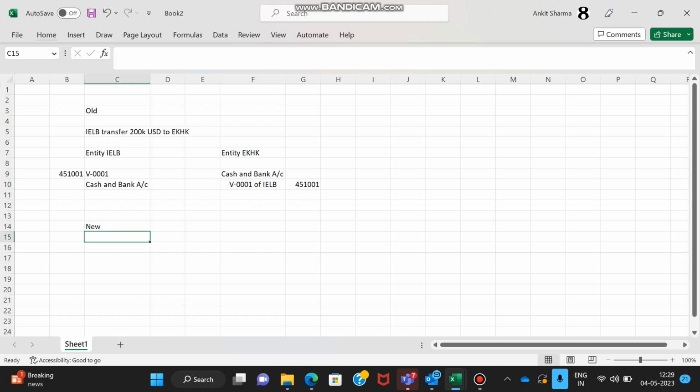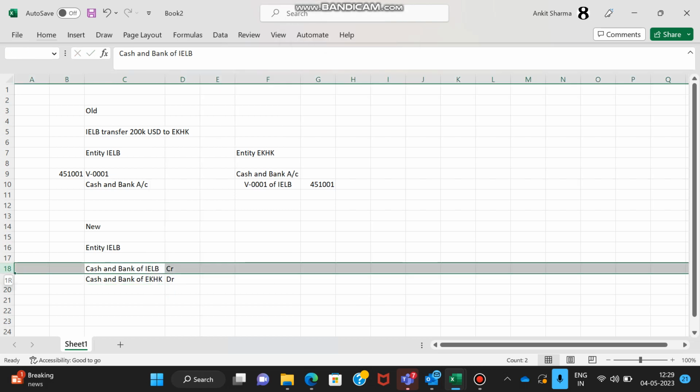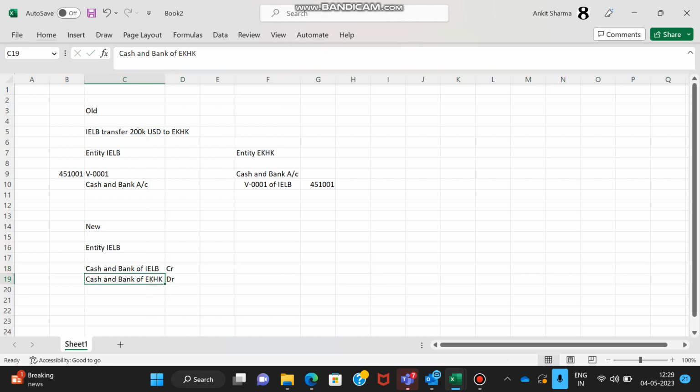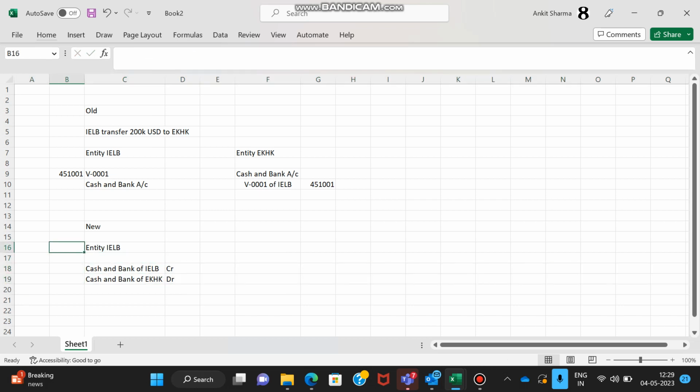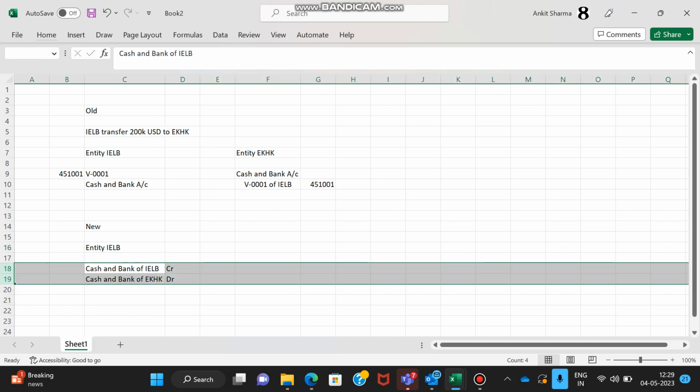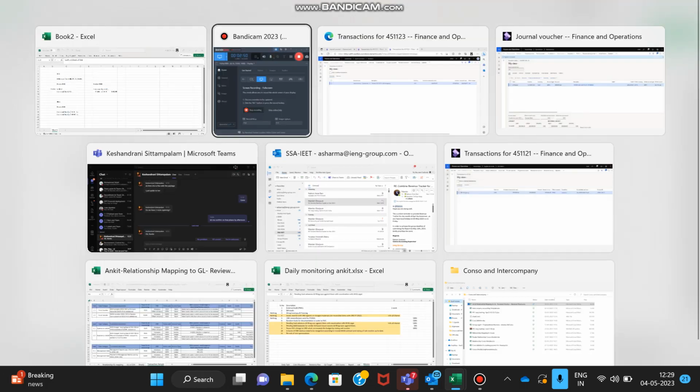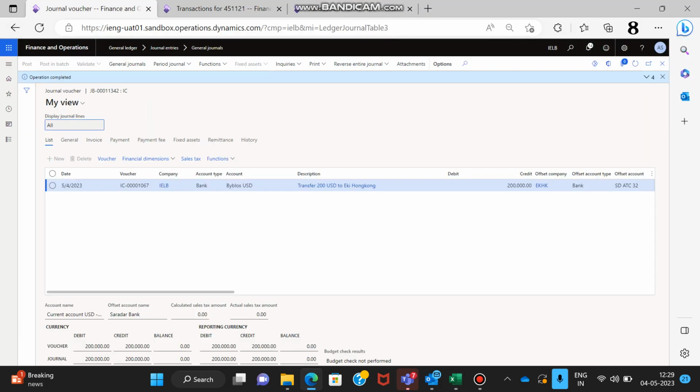So to eliminate this and to explore the facilities of the new methods of intercompany, this entry would be done by the entity IELB, and they will do the entry as cash and bank credit of IELB and they will also debit cash and bank of Ekistruck Hong Kong. You might be wondering how they will select the cash and bank of Ekistruck Hong Kong. We will see on the system how the entire transaction is done in the new mechanism. Let me go through a transaction that I have already prepared.